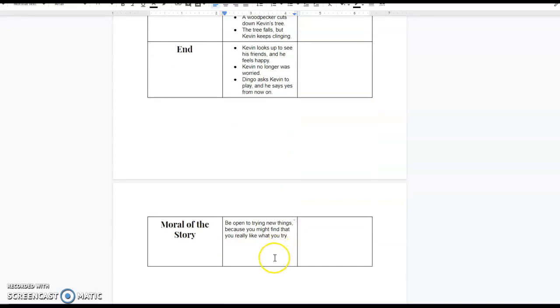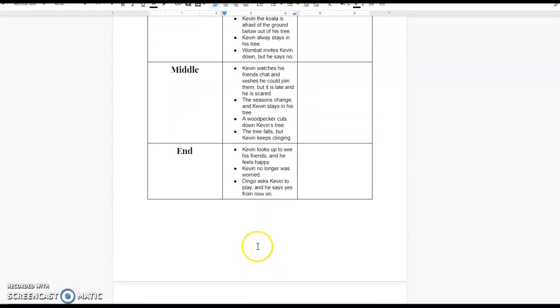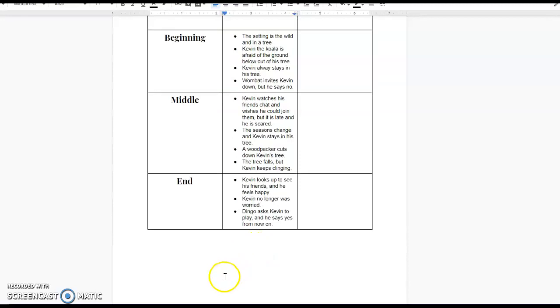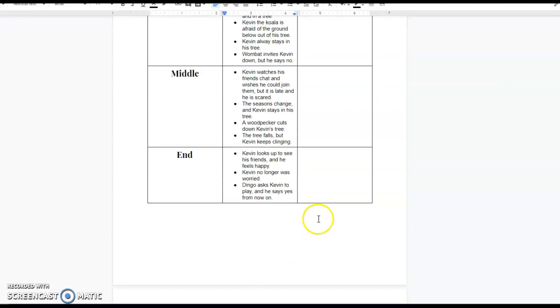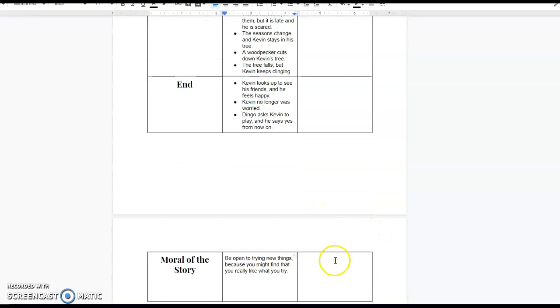And for the moral of the story, what did Kevin learn? What did the story teach us? Be open to trying new things because you might find that you really like what you try. So I went through the beginning, identify that character, the problem, and that setting, the middle, the events that lead us to the solution, the end is that solution and how he solves the problem, and then the moral or the lesson, what did it teach us?